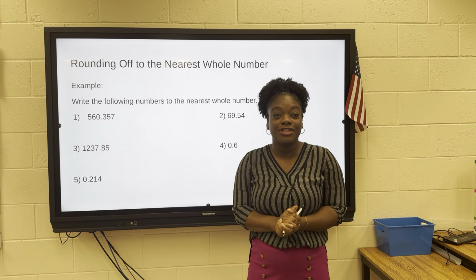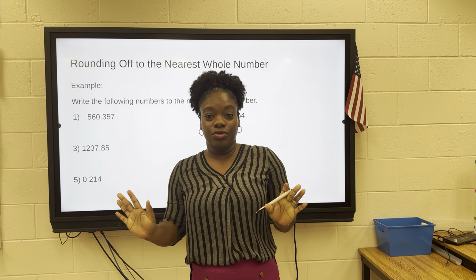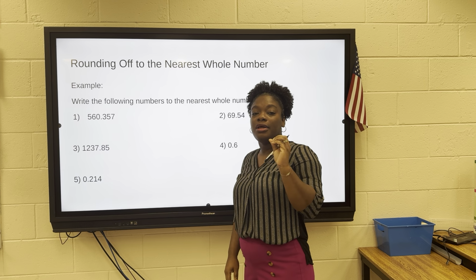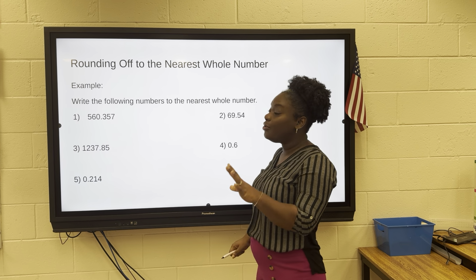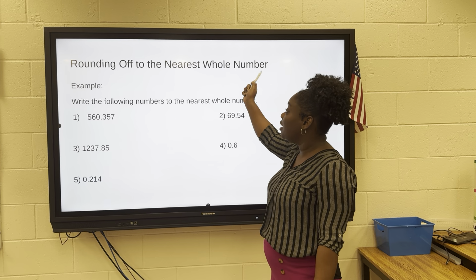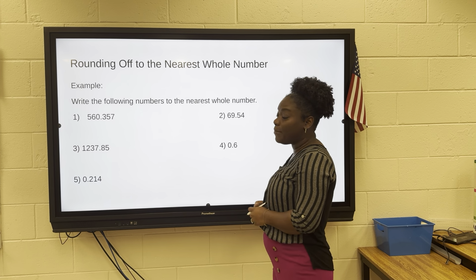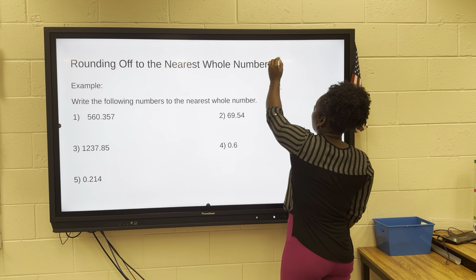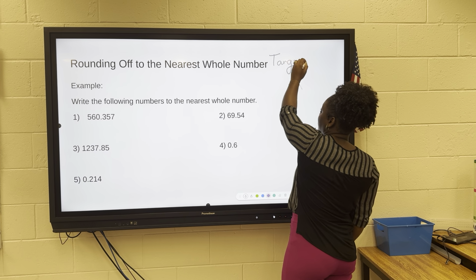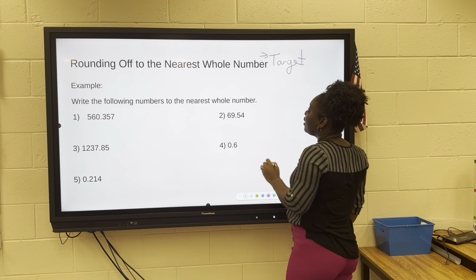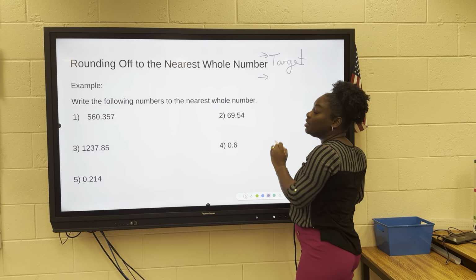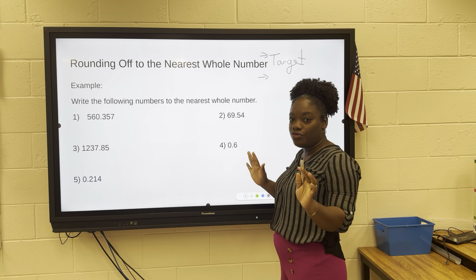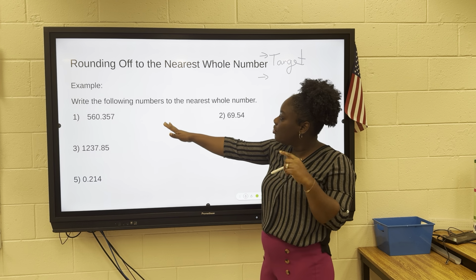So the last video we looked at doing rounding off to the nearest 10, 100 and 1000. Alright, so today we're going to go a little bit deeper and we're going to look at rounding off to the nearest whole number. We're using the same principle of finding our target. So remember those. Step 1, find your target. And 2, we look at the digit to the right to decide if we're going to round up or remain. Alright? So let's quickly go through these.